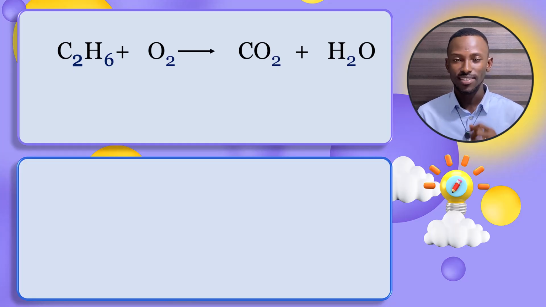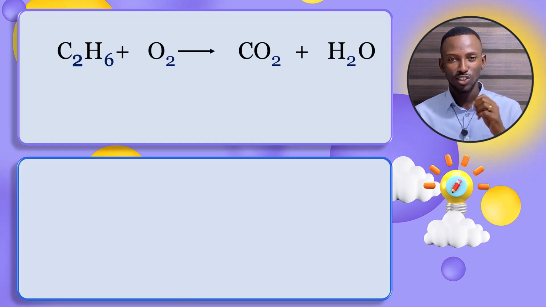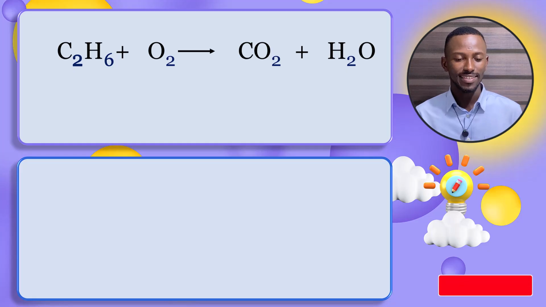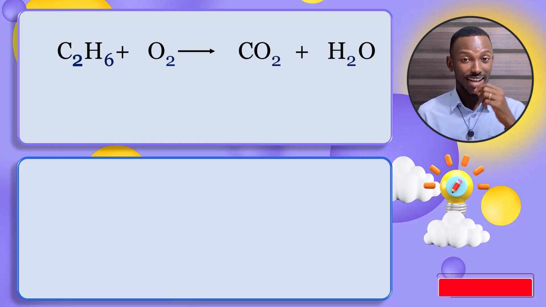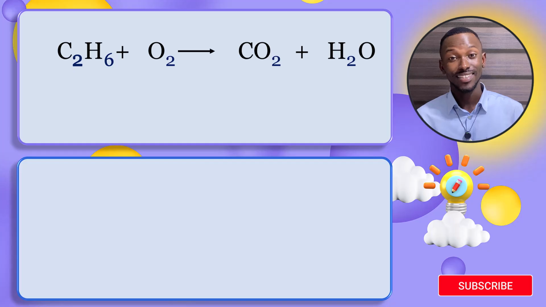So what is the first thing to do? You will have to check the reactant side. That is the C2H6 plus oxygen, giving us CO2 and water. For the reactant side, we will first have to balance the carbon. How do we balance the carbon?